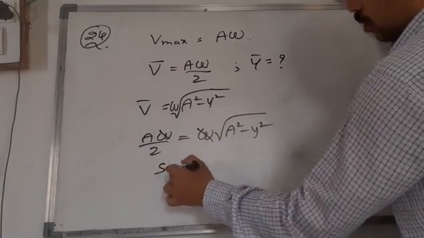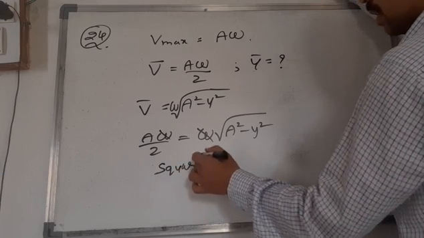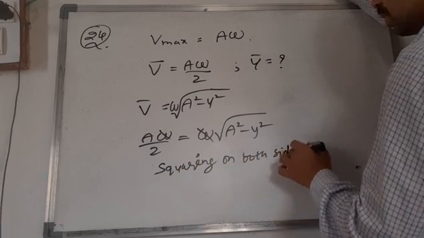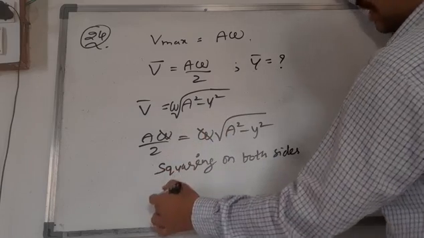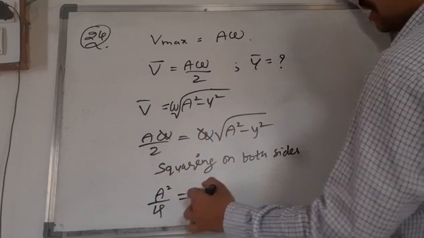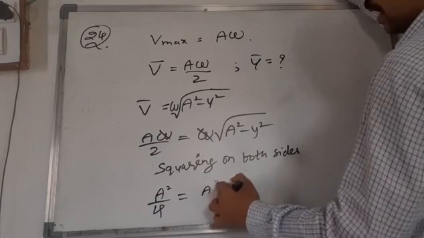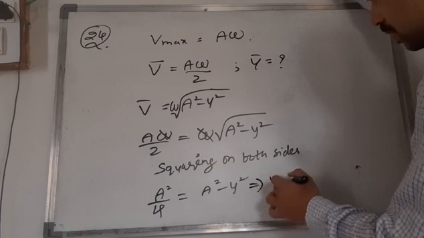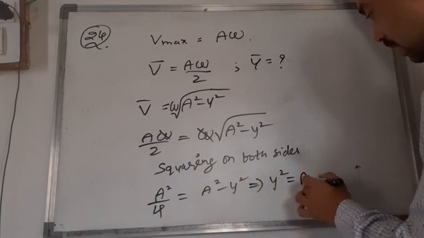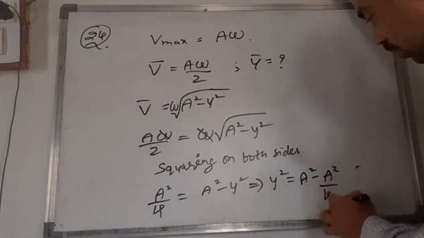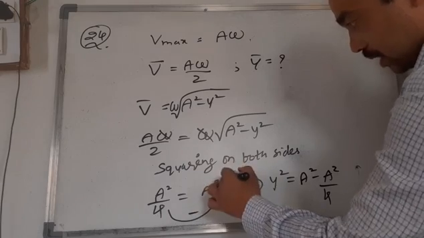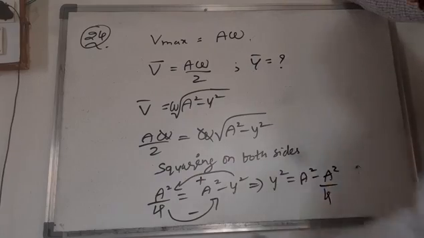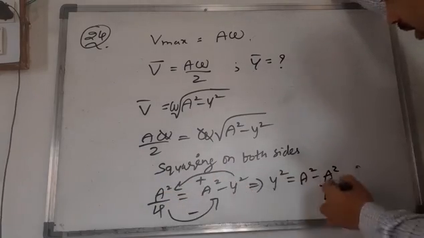Now squaring on both sides, what will you get? a square by 4 is equal to a square minus y square. The square root will be gone, right? So what will you get now? This implies y square is equal to a square minus a square by 4. Bring this one to this side, it becomes minus. Bring this one to this side, it becomes plus. y square goes to that side, it becomes plus. a square by 4 comes to this side, so a square minus a square by 4 we will get.